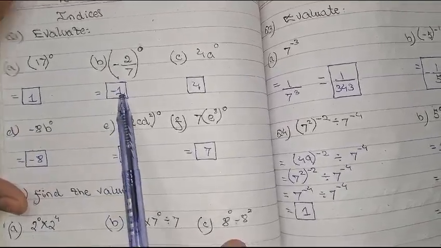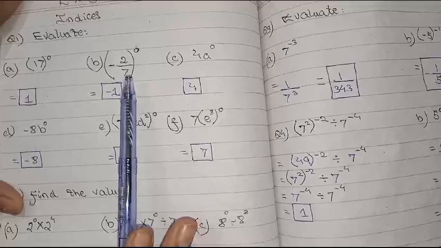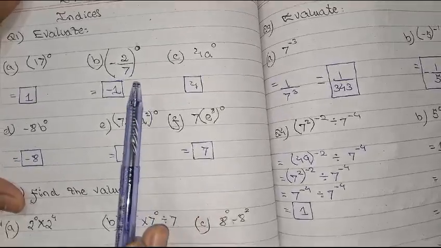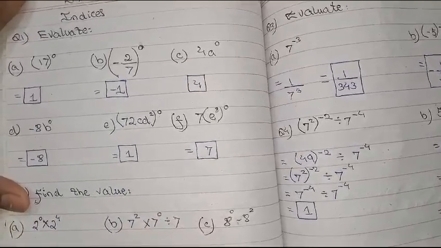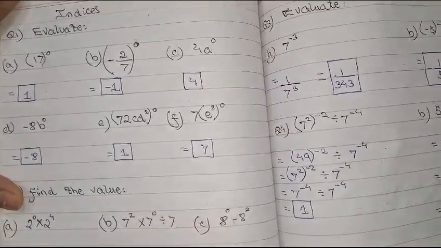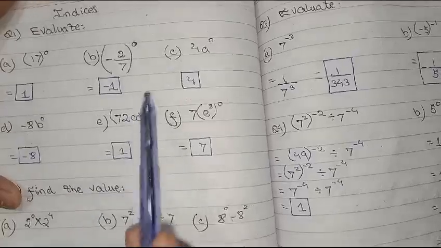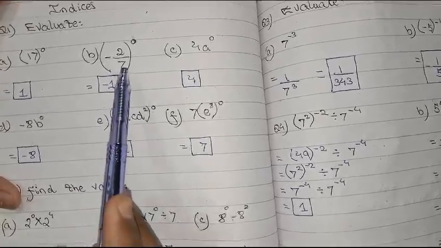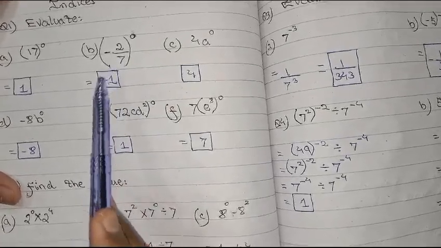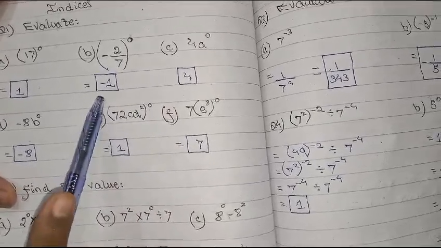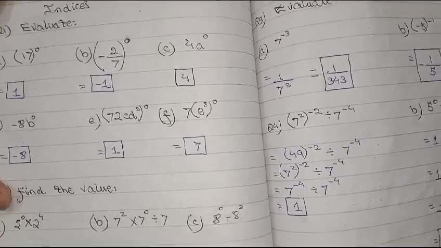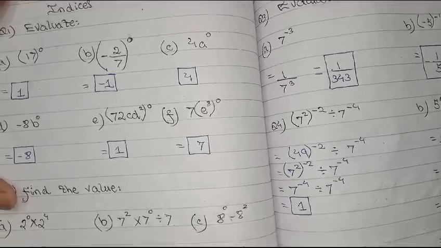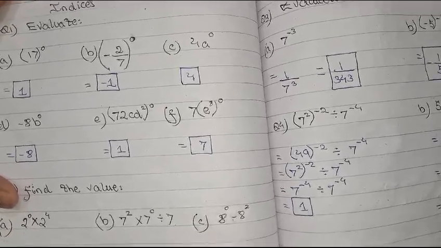Moving on to the next part, minus 2 upon 7 power 0. So this is also 1. We have to remember this, and also remember that whenever there is a negative sign, we have to put the negative sign in the answer.